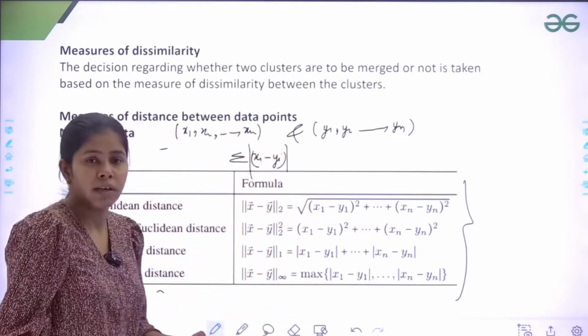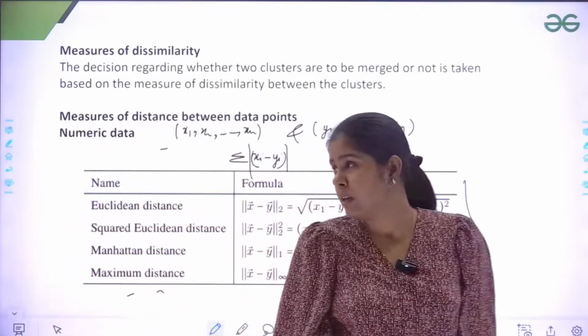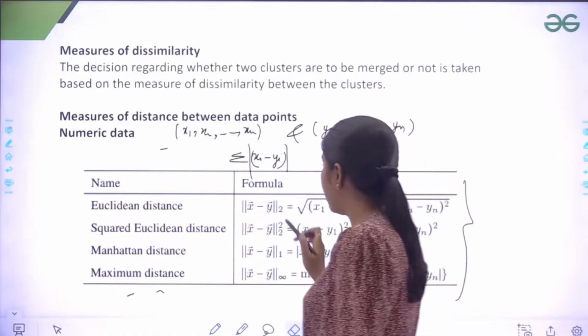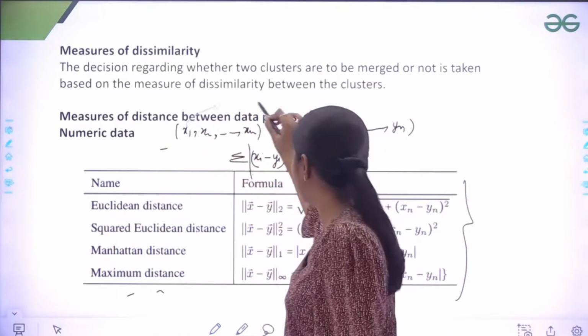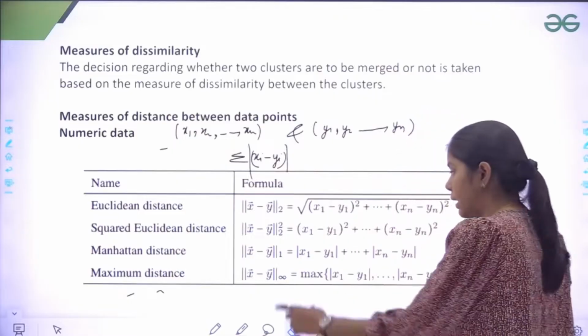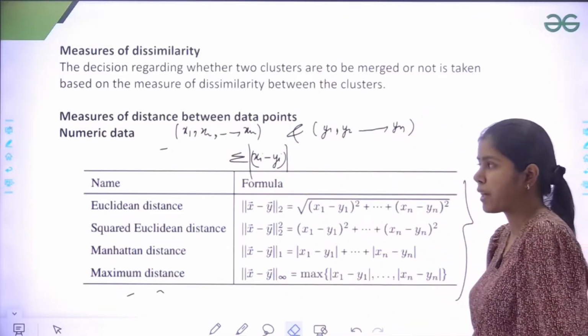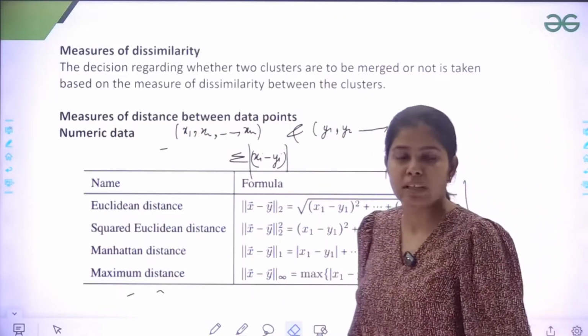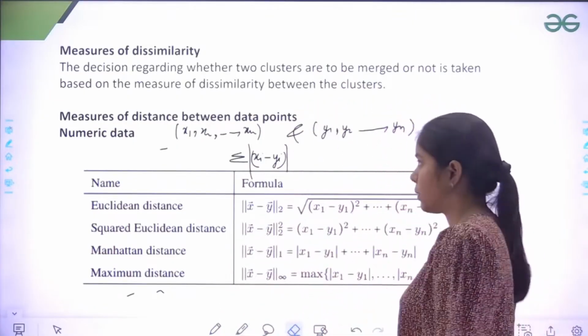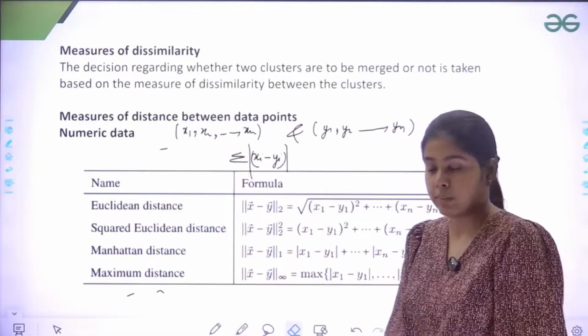Modulus of summation xi minus yi, that is my Manhattan distance. And if I have to take maximum distance, what would I do? I'll find the differences x1 y1, x2 y2, up to xn yn, and then take the maximum of that. That is my maximum distance, right? So these 4 types of distances, just remember them by name, then you can easily attempt the question. So these are my measures of dissimilarity.